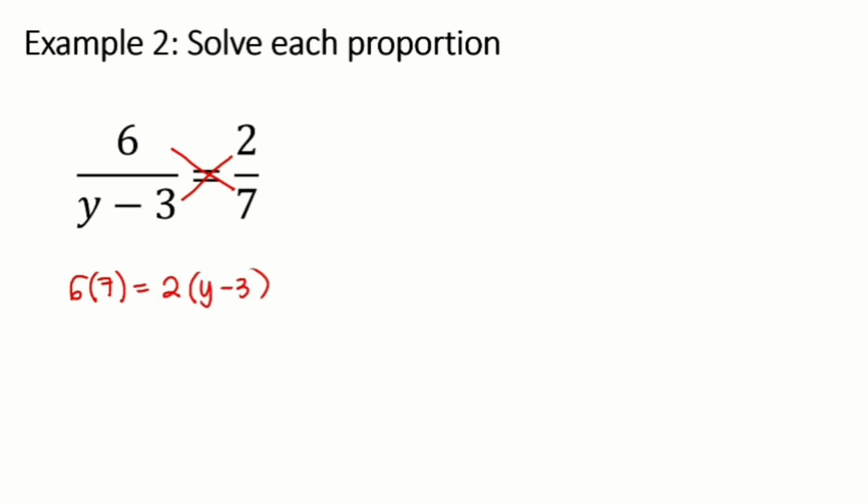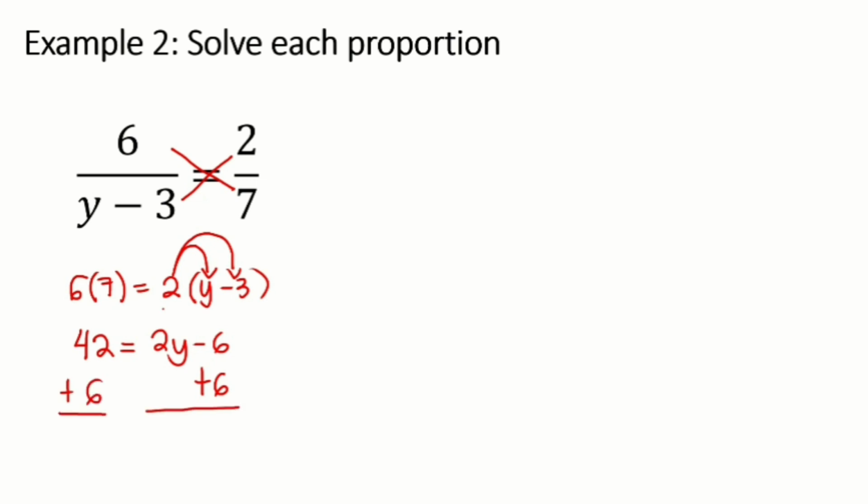Then we will remove this parenthesis by applying multiplication. So 6 times 7, that is 42, is equal to 2 times y minus 3. This time we will apply the distributive property. So 2 times y, that is 2y, and 2 times negative 3, we have negative 6. After this, we're going to add positive 6 to both sides of the equation.